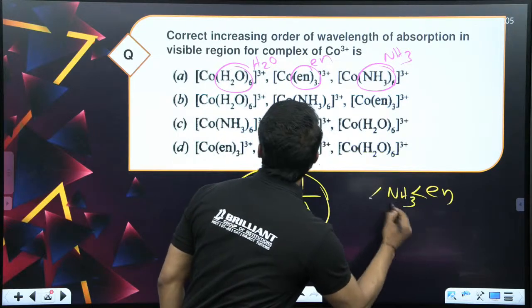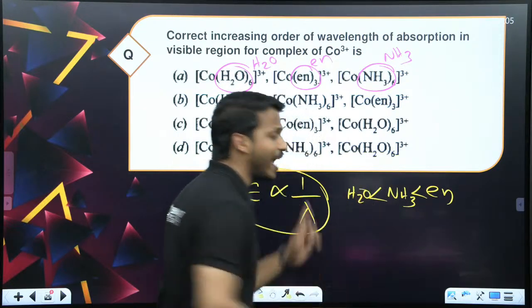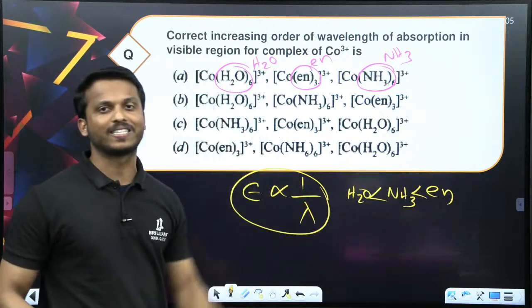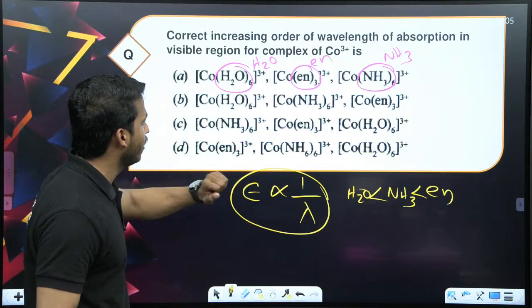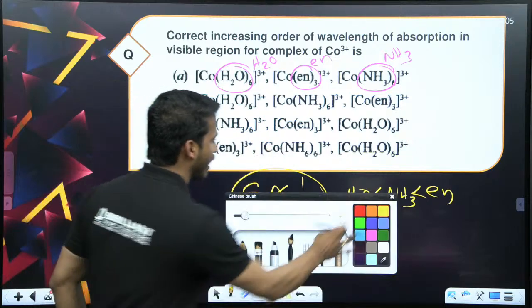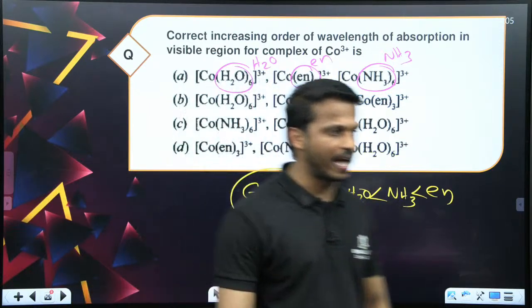Then amine, then we have H2O. This is the energy order, which means the opposite is the wavelength order. So water, then amine, then En. I think you have already given the answer.